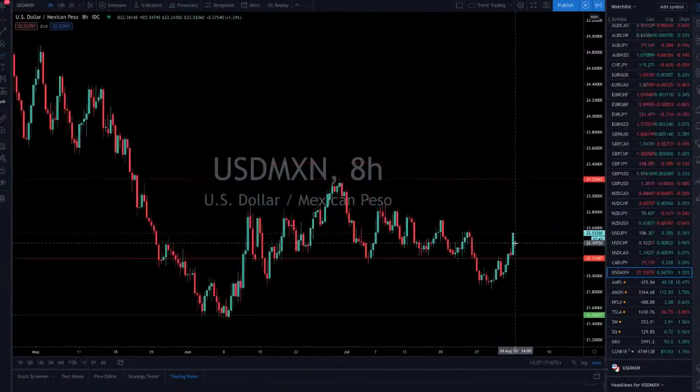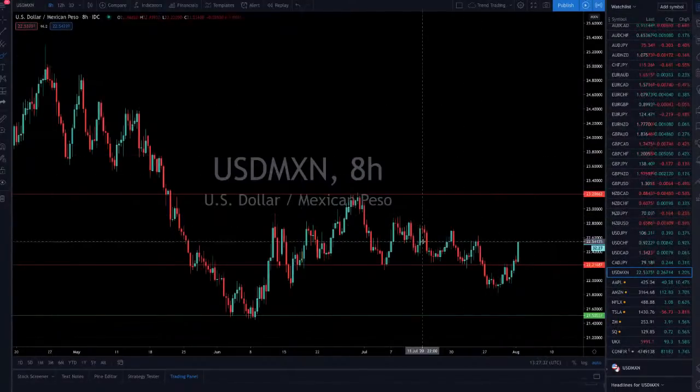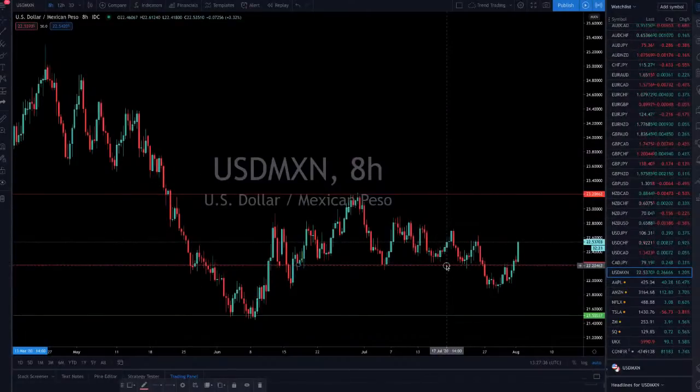I want to take a look at the US dollar Mexican peso this morning. Pay attention: the correlation is breaking down between equity markets and the US dollar Mexican peso. We saw that happening last week. I observed it. I talked about it. And here you could see this morning that happening again as equity markets are up, and the US dollar Mexican peso is also up.